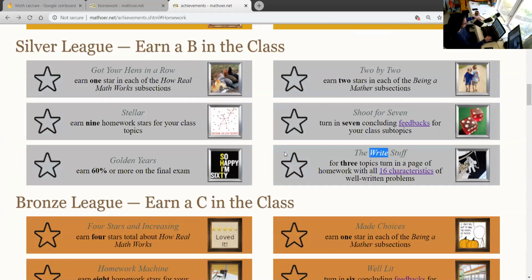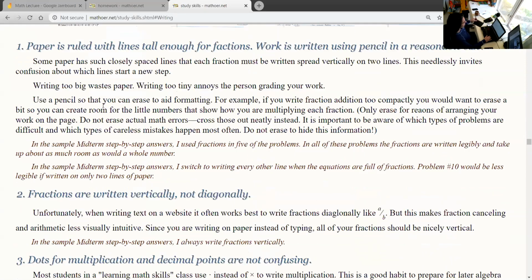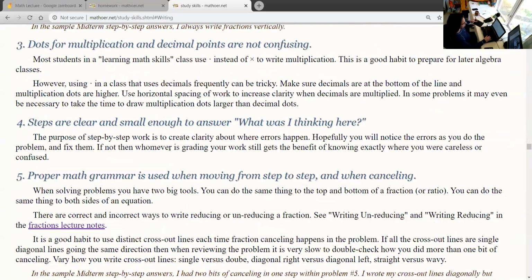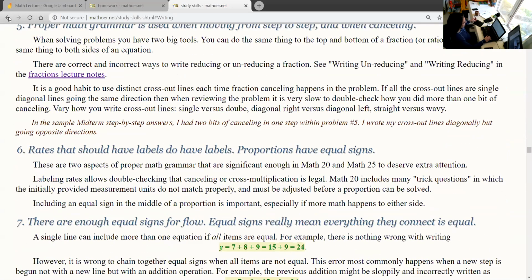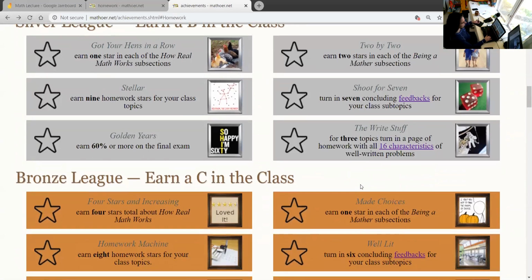There we go. For only 3 of our topics, turn in a page of homework. So take a picture of your written work that has all the 16 characteristics of well-written problems. And what those are, I can talk about, but I probably don't want to right now. They're listed here. They're things that most of you do anyway. But you don't have to show me your written work for every homework. Just the code is enough. Only for 3 homeworks do you need to write nicely.